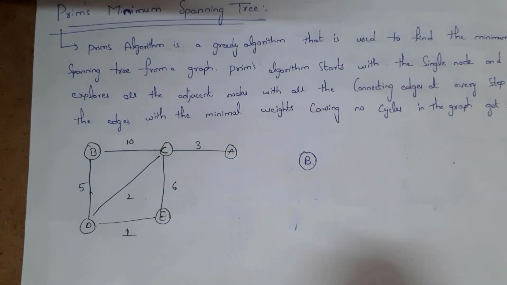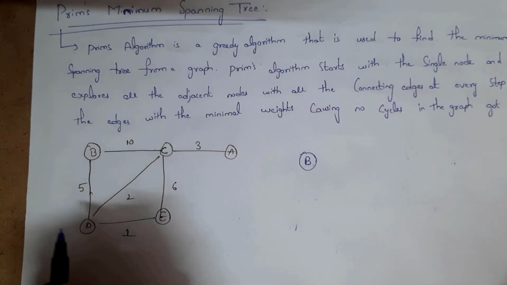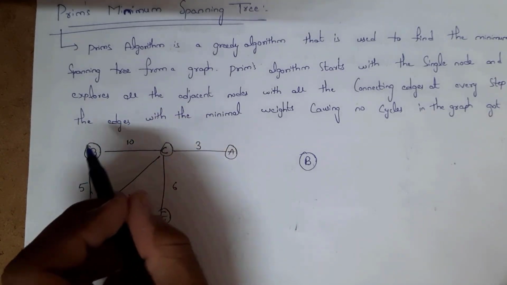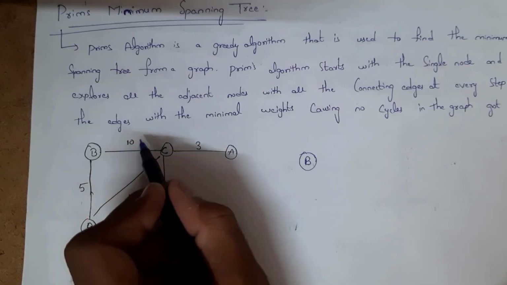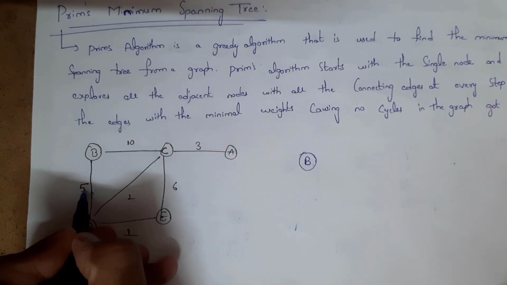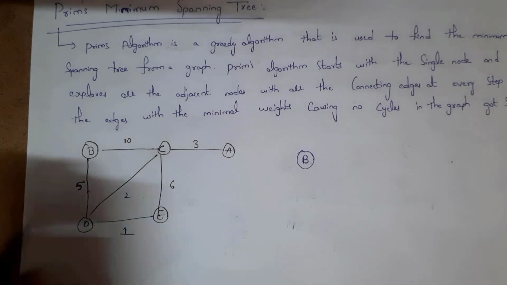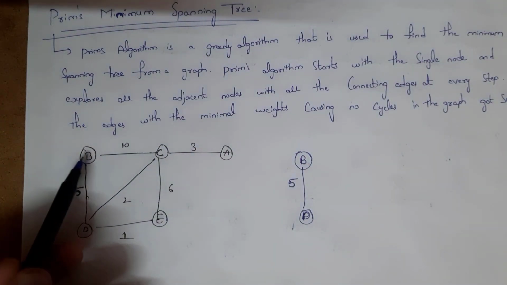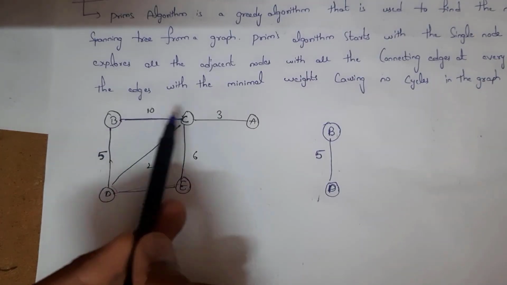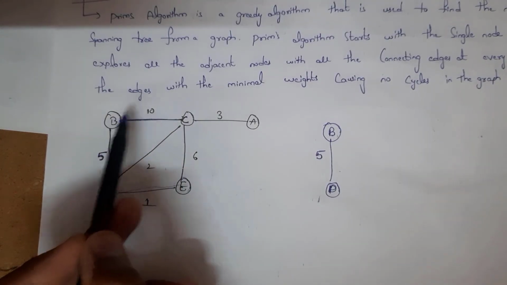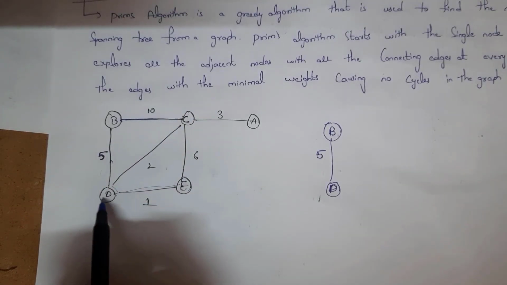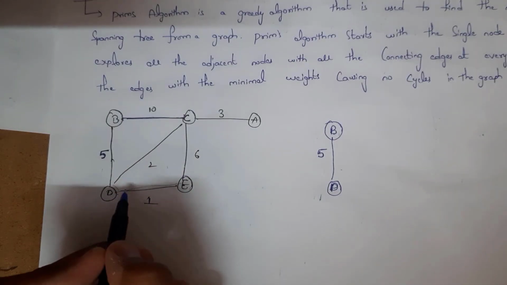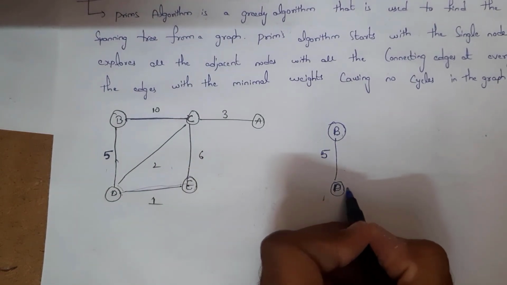What are the adjacent nodes for this node B? This B is connected to node D and node C. So D and C are adjacent nodes. Among these two, which has the smallest weight? That is 5, the smallest. So I will select this edge. I will connect B to D. Weight is 5. What are the adjacent nodes for BD? Node B is connected to C. So the adjacent node is C. And similarly D is connected to C and E. So among these three, which is smaller? 1 is smaller. So I will select D to E.